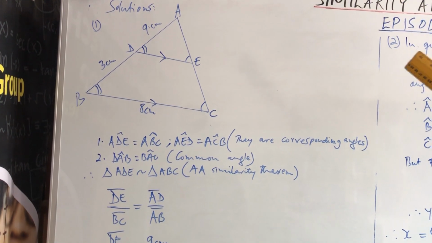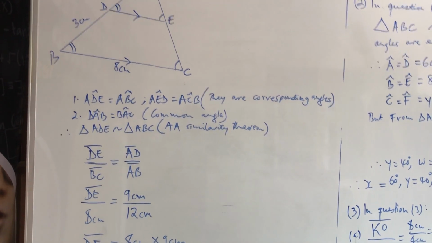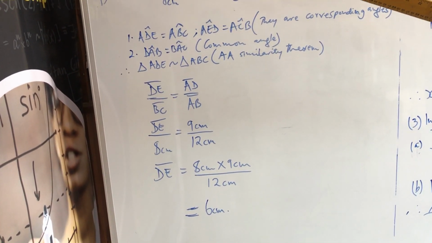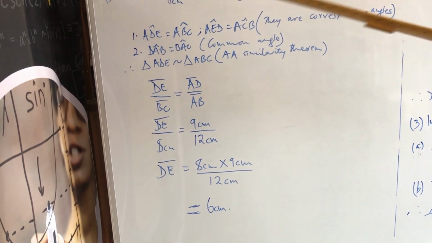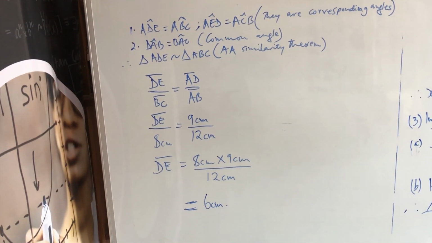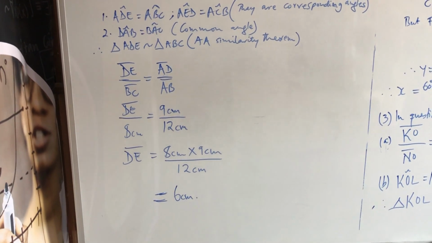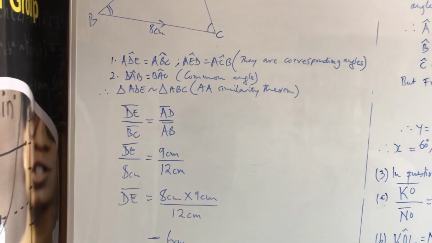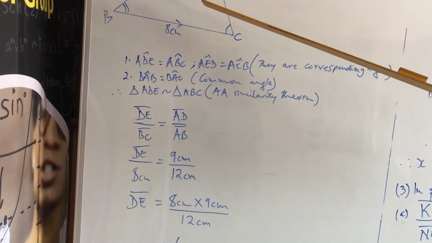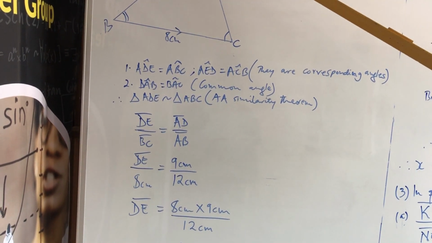Now, since the triangles are similar, it means corresponding sides are proportional. Thus, side DE is proportional to side BC, side AB is proportional to side AD, and side AC is proportional to side AE. Therefore, we have a reason for saying that DE divided by BC should be equal to AD divided by AB.